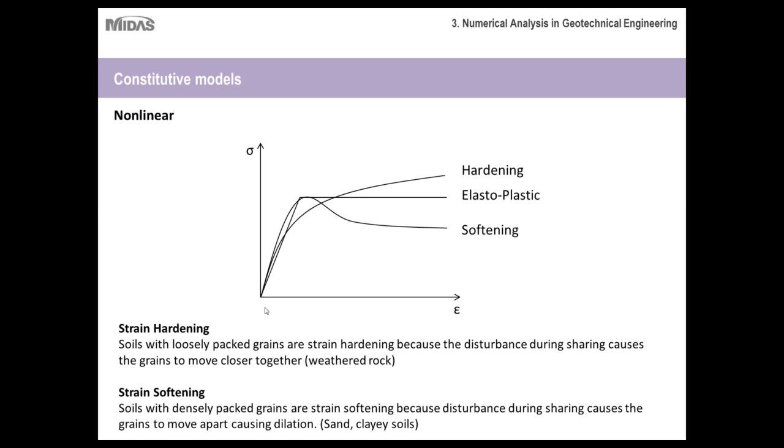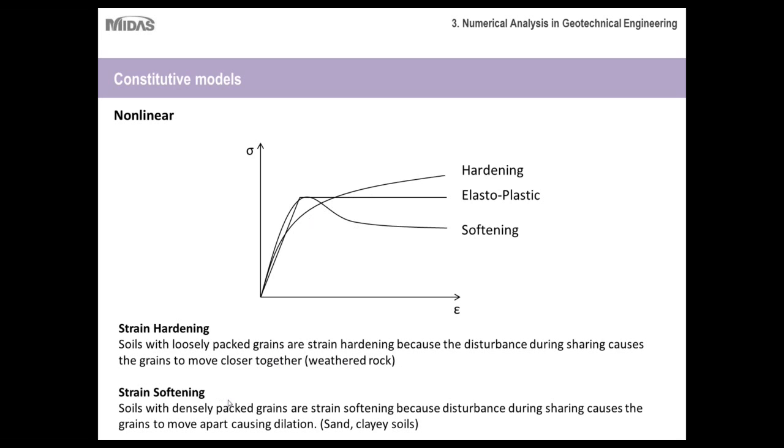First, let's discuss strain hardening. As with the other examples I showed you, the response will be linear up to a certain point, and then it'll start to taper off in terms of strength. So essentially, this applies to soils that have loosely packed grains. Loosely packed grains are strain hardening because the disturbance during shearing causes the grains to move closer together. So in other words, the reason the soil increases in strength so much at the beginning is because all the grains are compacting. But later on, as more and more strain or more and more load is applied, there's less compaction to be done, and that's why the hardening tapers off. And this typically applies to weathered rock type soils.